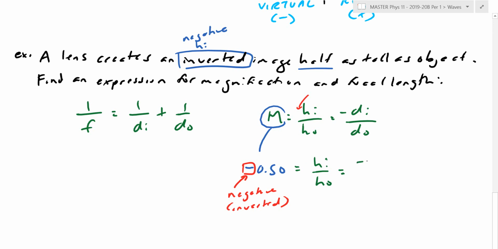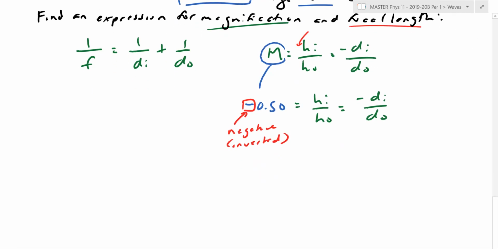That has to be equal to negative di over do. So we dealt with the inverted, we dealt with the half as tall, and we just want an expression for magnification. So we could actually find the magnification. Magnification is negative 0.5, and using that, let's see if we can back calculate here and figure out what is the actual focal length. What is actually the distance between the vertex and the focus? So what I'm going to do here, because I'm not given any object distance or object height, nor do I care about them, let's just do the latter part here. I have a negative 0.5 from earlier. Again, the negative just means inverted. Negative 0.5 is supposed to be negative di over do.